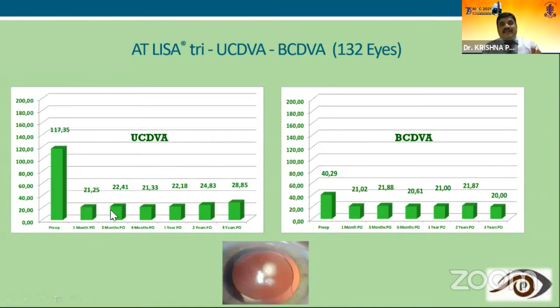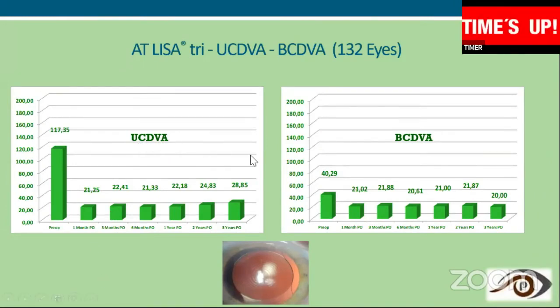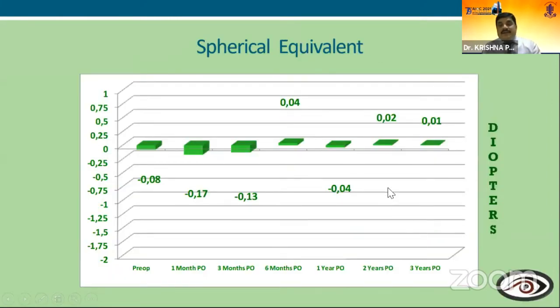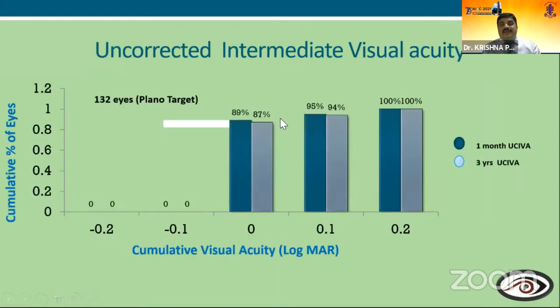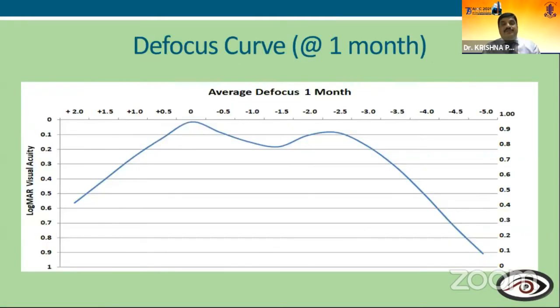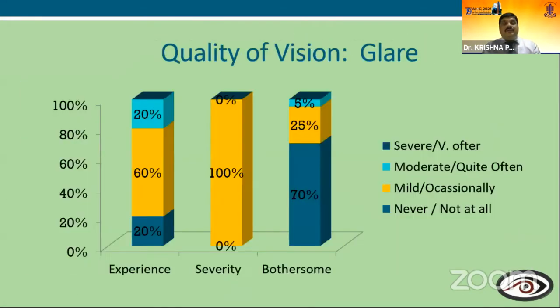These are our results of 76 patients, 132 eyes. What you can see is uncorrected with the best corrected visual acuity. You can see here at the end of 2 years, not much sphere is remaining in the patient. If you see the intermediate visual acuity also, it is maintaining very well. This is about the uncorrected near visual acuity. At the end of 3 years, the patient is maintaining good vision. This is about the defocus curve.